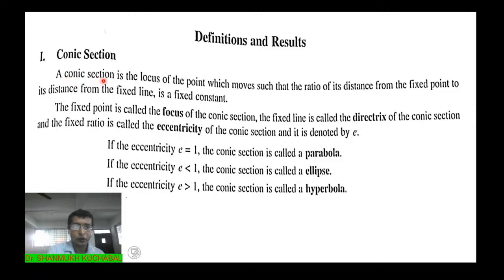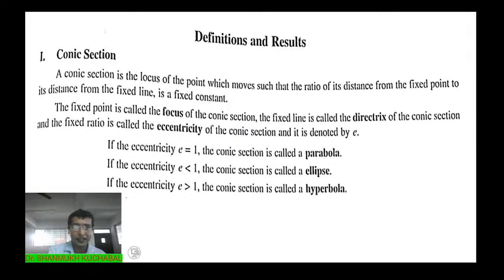A conic section is the locus of the point which moves such that the ratio of its distance from the fixed point to its distance from the fixed line is a fixed constant. This is called a conic section.